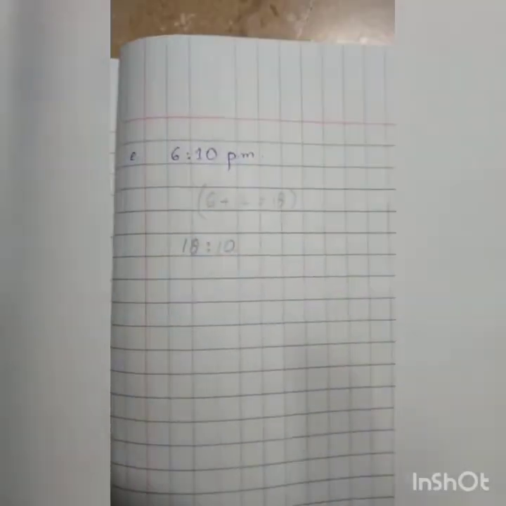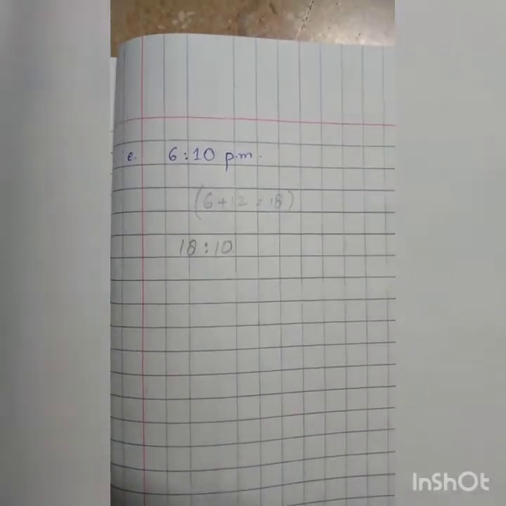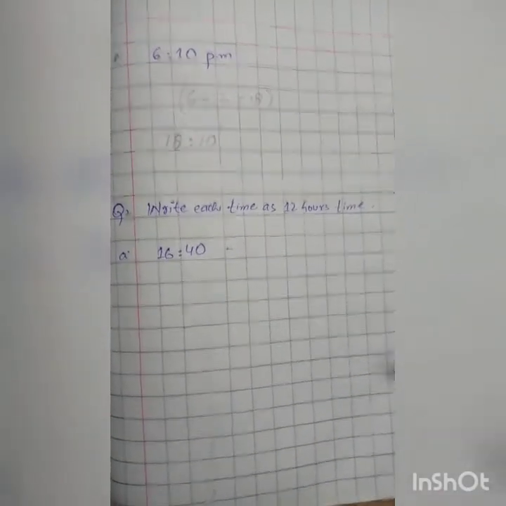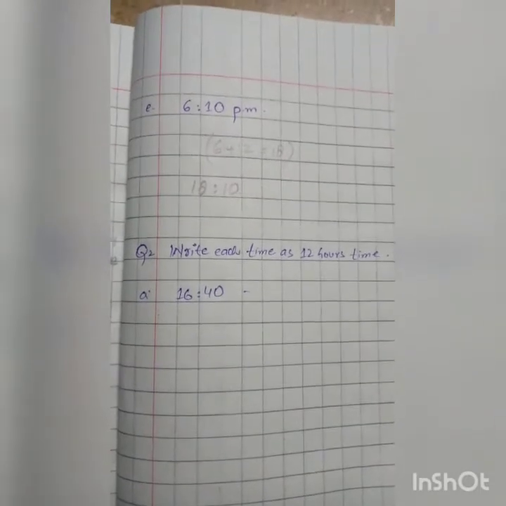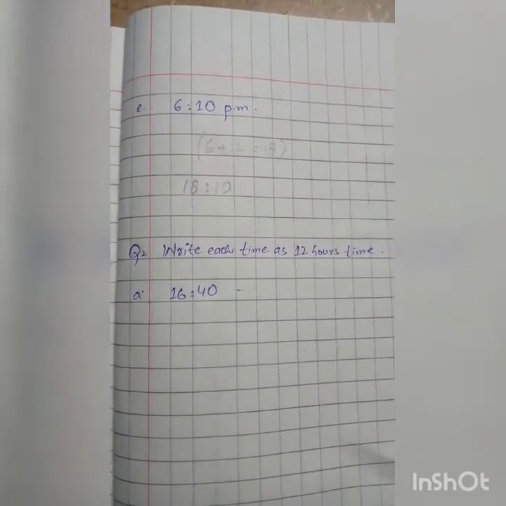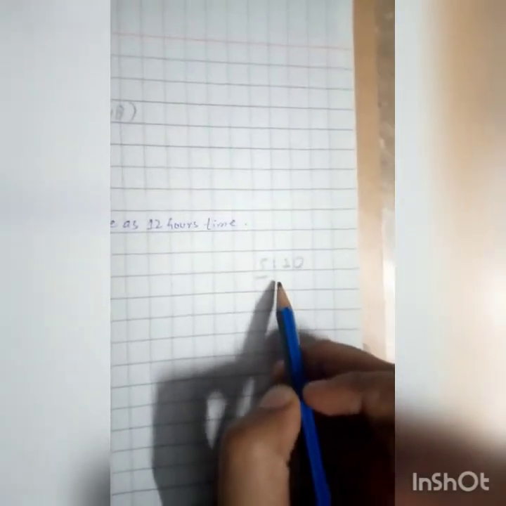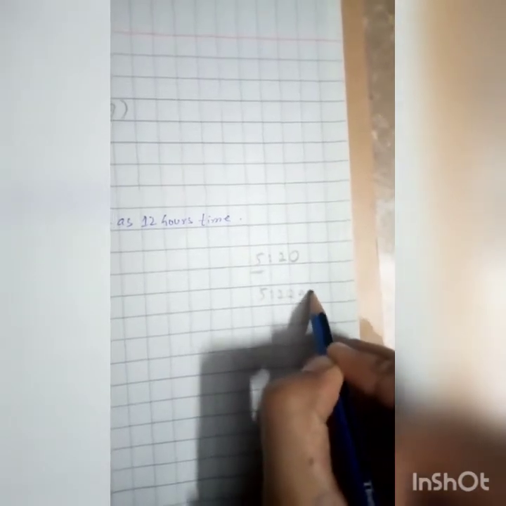In these questions we learn how to convert a 12-hour clock into a 24-hour clock. Now move towards question number 2: write each time as per 12-hour time. Before doing this, I am going to tell you, in a 24-hour clock, if the number of hours is less than 12, the time remains the same and a.m. is written with the time. Here I am giving you an example. You can see 5:20. 5 is less than 12, so we just write a.m. with the time and the answer is 5:20 a.m.